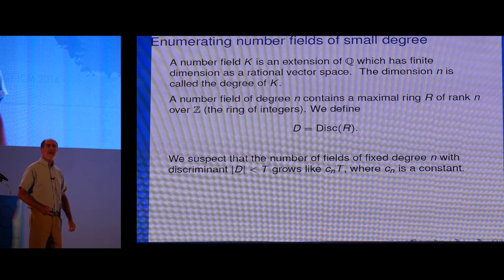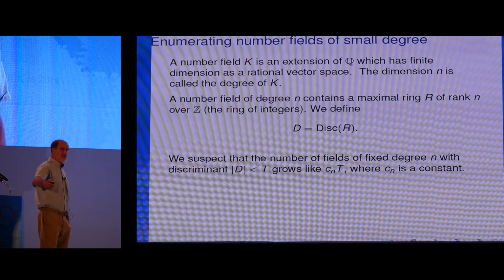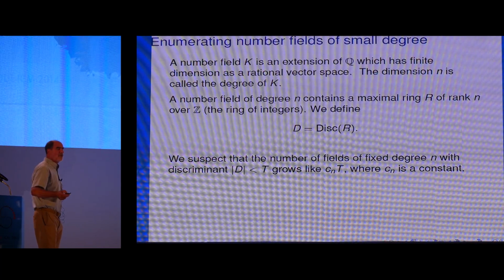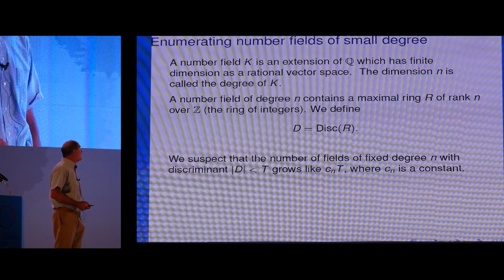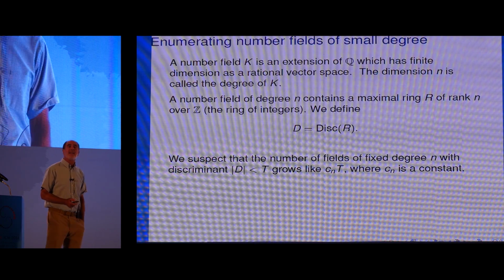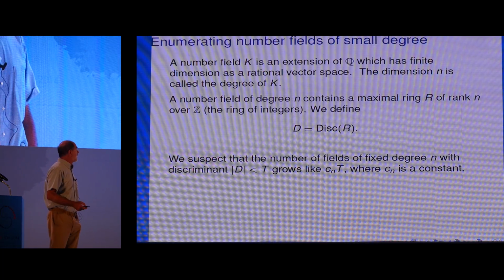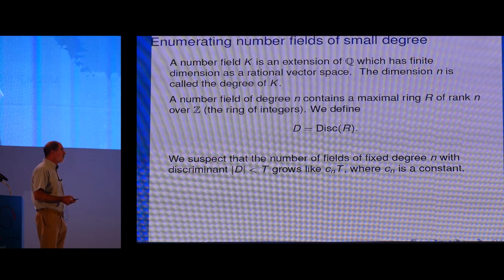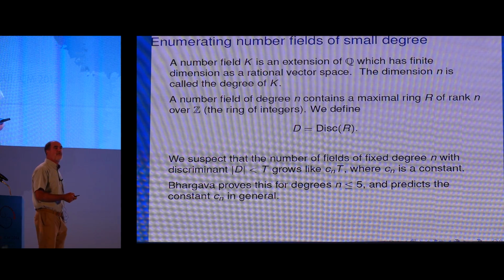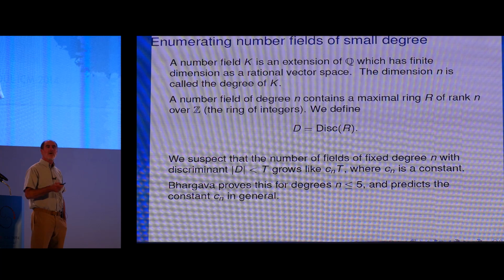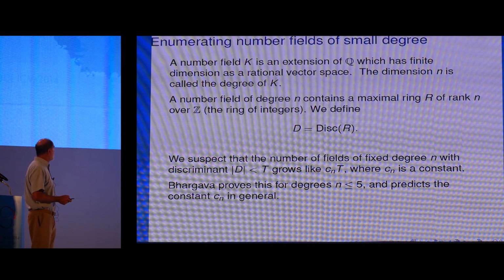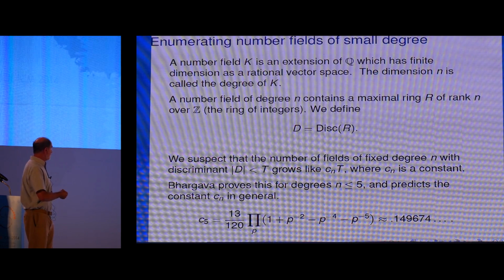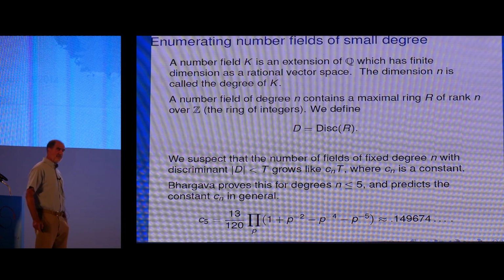For example, we suspect that if you take all the number fields of a fixed degree n and you bound their discriminant by t, the number of such fields grows like a constant, depending on n, times t. That's known for quadratic fields, where it's easy, and it's known for cubic fields. That was proved by Davenport and Heilbronn. But Bhargava proves it for all fields of degree less than or equal to 5, and his work leads to a guess of what the constant is in general. The constant is always given by a product of local terms. So for example, for degree 5, the constant is this.